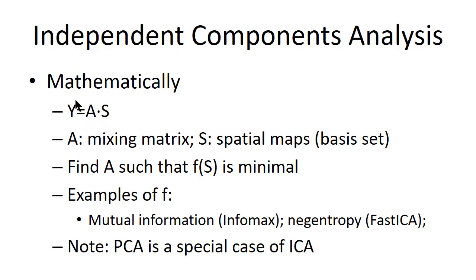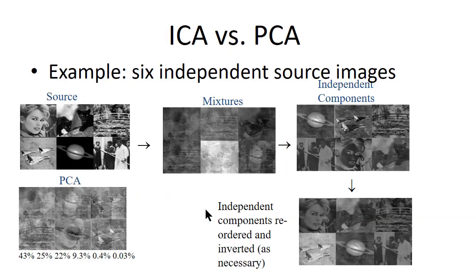Mathematically, as I said, your resting state data set Y here is defined as a linear combination of what's called a mixing matrix and your basis set of spatial maps. The idea is that you find this mixing matrix such that this function F of your spatial maps is minimized. As an example, the typical forms of F that are used are mutual information, which is what's called the Infomax algorithm, or negentropy, which is a form of decreasing entropy, which is how the FastICA algorithm works. And I'd also like to point out that PCA is a special case of independent components analysis where F here is actually the covariance of the data.